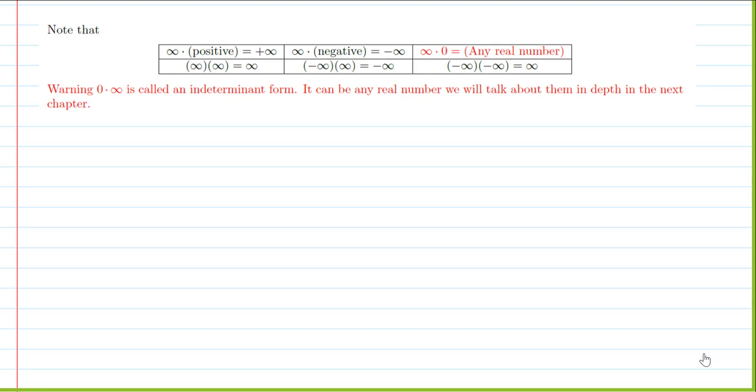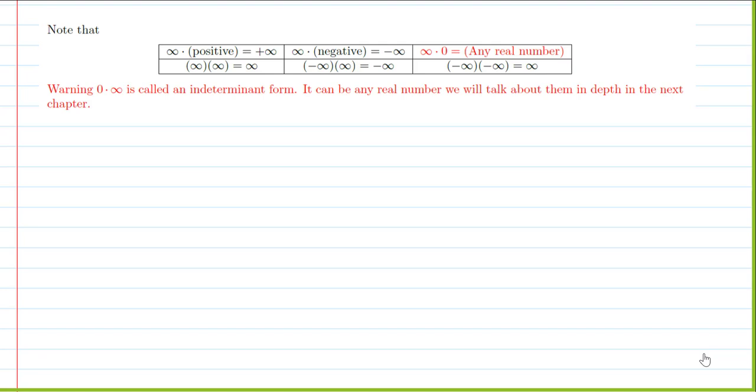So one way to think of this in terms of limits, it's like a race. Is something getting to infinity faster, or is it going to zero faster? If it goes to zero fast enough, the answer is going to be zero. If it goes to infinity fast enough, that's going to win. It's going to be infinity. If they're going about the same, it's going to be some number in between.